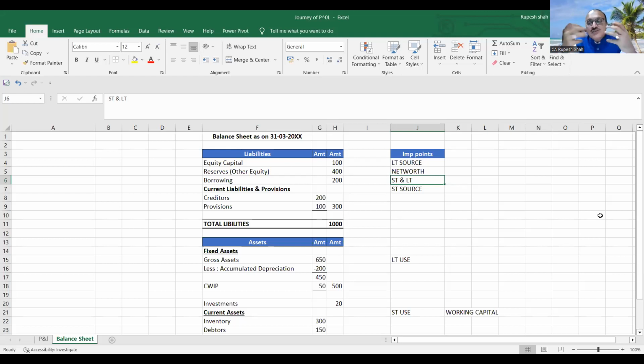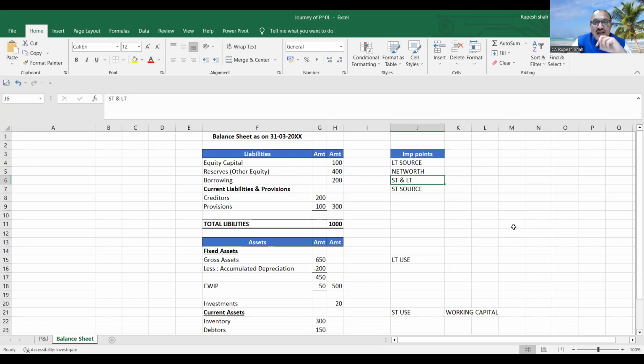But I might also borrow from the bank in terms of cash credit or overdraft for running my day-to-day activity. That is called a short-term source of borrowing. So whenever you look at borrowings, also look at what is the long-term amount and what is the short-term amount.